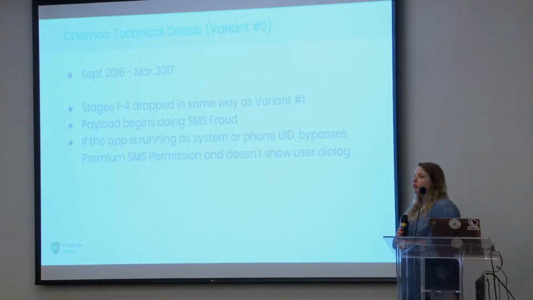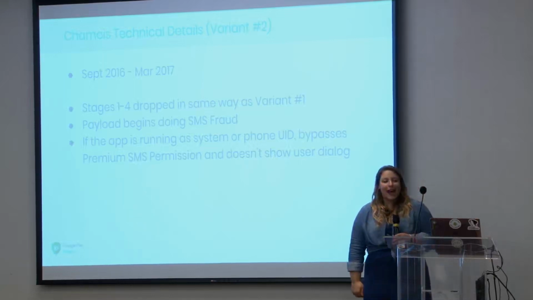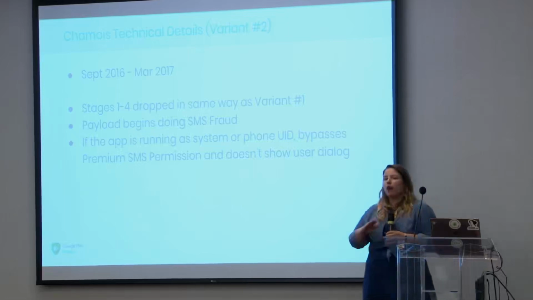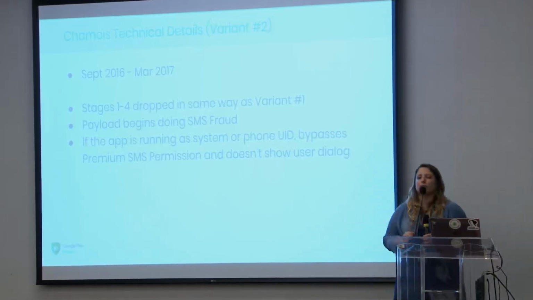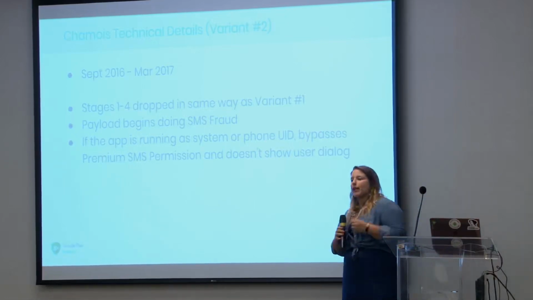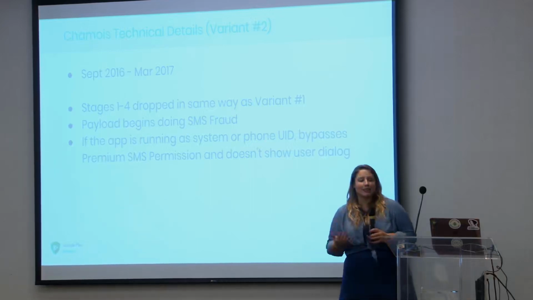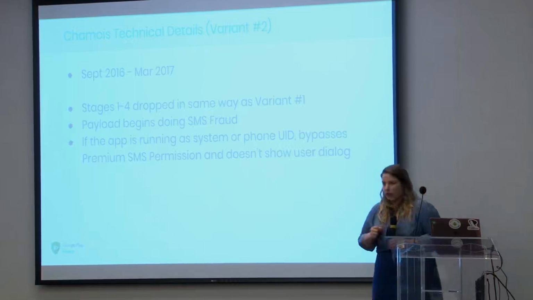Then we moved into stage 2 in the later half of 2016, variant 2. For variant 2, all of the stages stayed exactly the same. They still used those 3 different files that were stored in the APK's assets folder. They would drop them dynamically, and use the same unpacking and decryption for each of the different stages. But we saw the payload change.